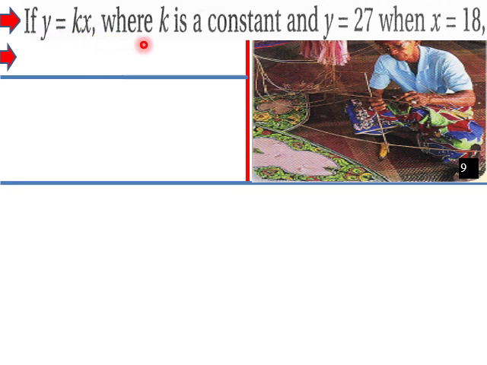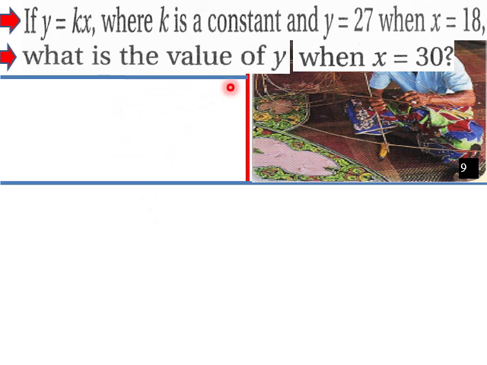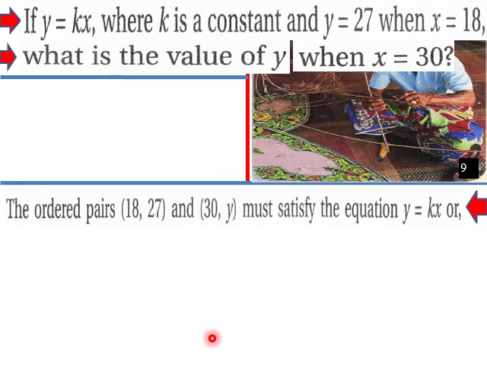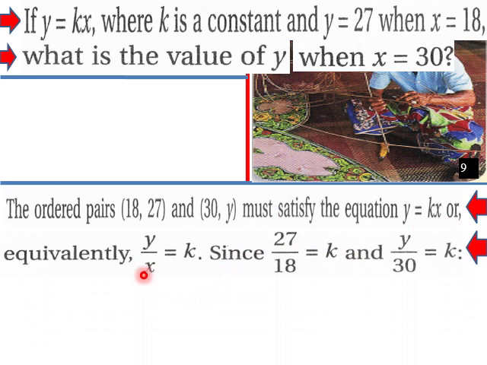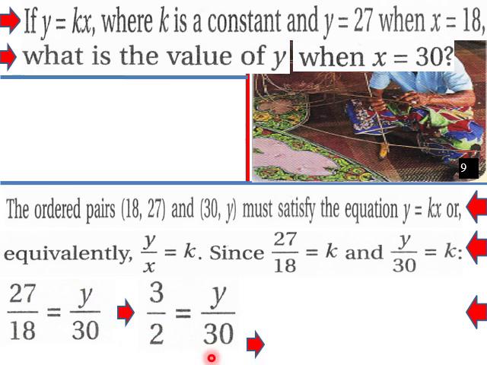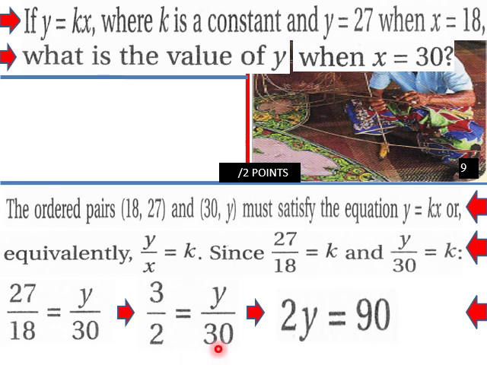In y equals kx, where k is a constant, y is 27 when x is 18. What is the value of y when x equals 30? The ordered pairs (18, 27) and (30, y) must satisfy the equation y equals kx, or equivalently, y over x equals k. Since 27 over 18 equals k and y over 30 equals k, 27 over 18 equals y over 30. And then we go ahead and solve for y.